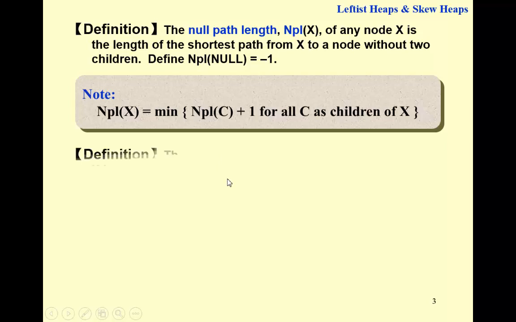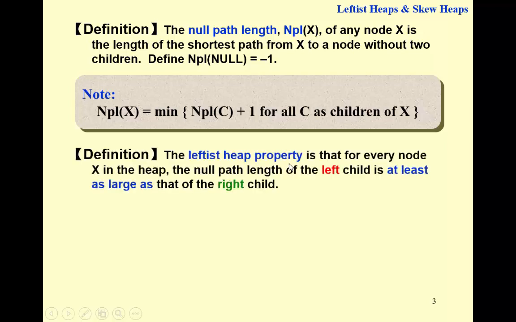Now the leftist heap property is that for every node X in the heap, the null path length of the left child is at least as large as that of the right child. At least as large as means greater than or equal to. It means its left subtree's NPL is greater than or equal to its right subtree's, which means it tends to be skewed to the left.